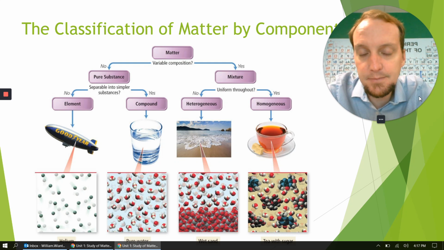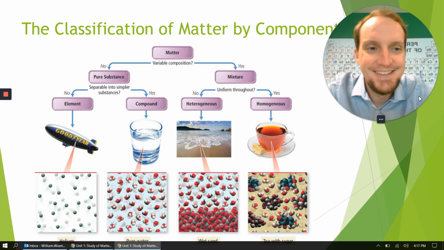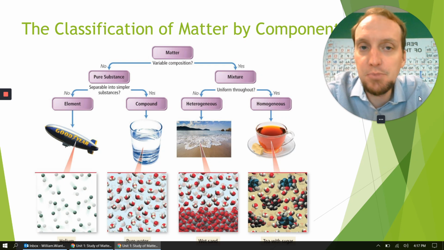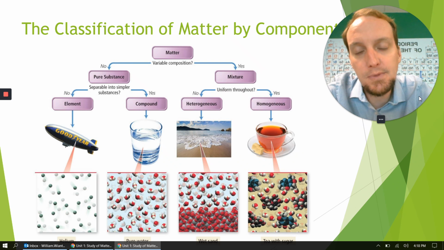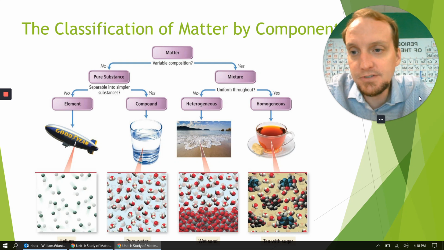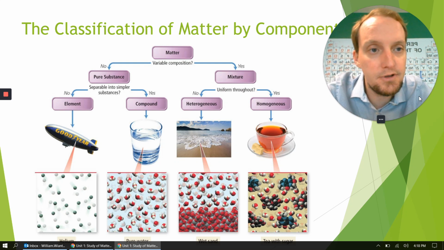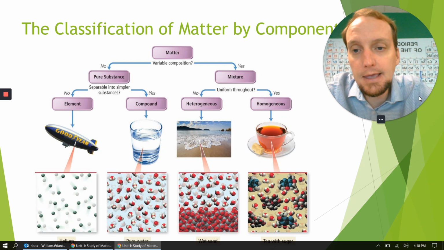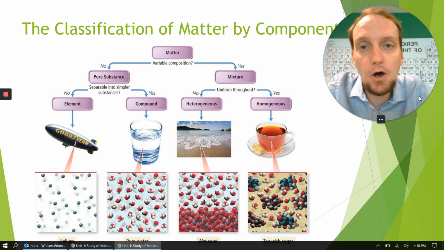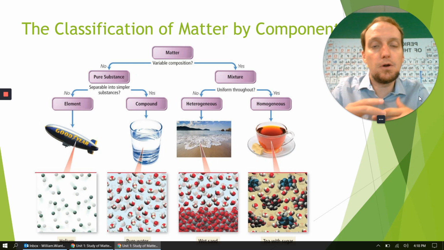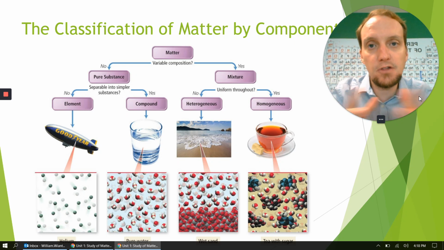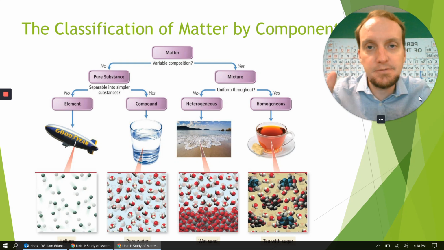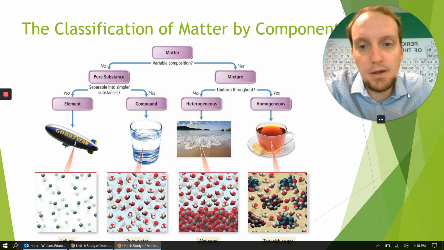And there's the example of the Hindenburg, or excuse me, the Goodyear blimp. We don't use hydrogen anymore because of the Hindenburg disaster. How they are different, of course, is an element is all one type of atom. A compound is pure, but it's made of multiple elements bonded together.